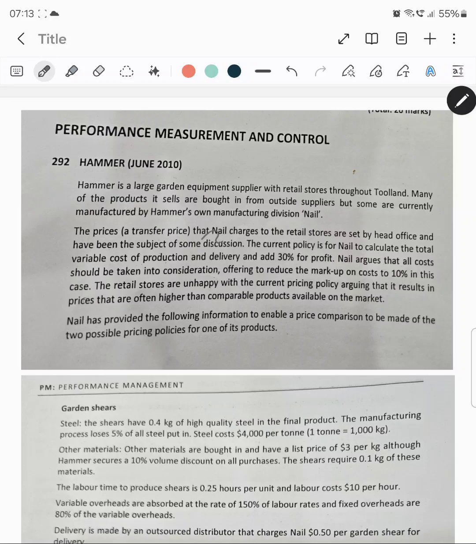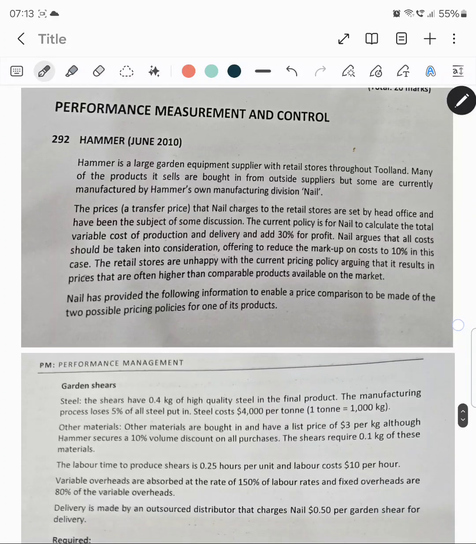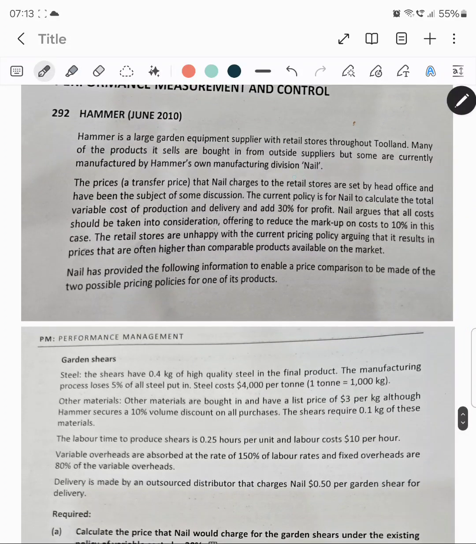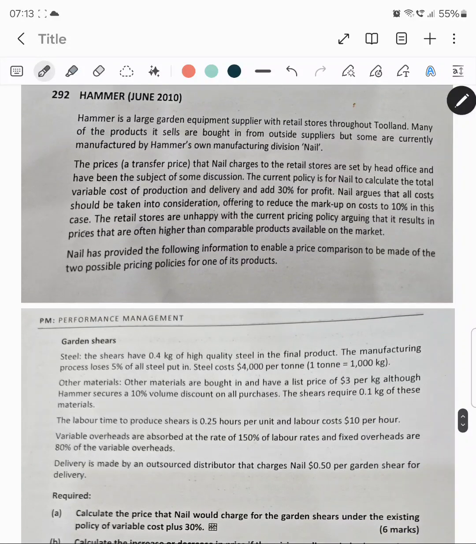Many of the products it sells are bought in from outside suppliers, but some are currently manufactured by Hammer's own manufacturing division, Nail. So that means there is an internal transaction taking place from Nail. Nail is one of the divisions in Hammer, and some of the tools are being purchased from Nail. So this is a question of transfers within the division, the transfer price.